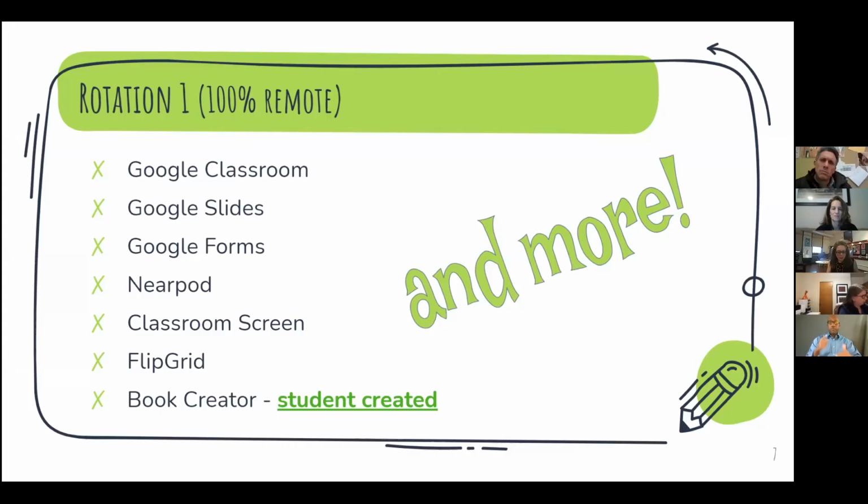So this is approximately September through mid to late October. I am using Google Classroom, Google Slides, Google Forms, Nearpod, a website I found called Classroom Screen, Flipgrid, and Book Creator. I had explored Book Creator in my previous job a little bit, and I really liked what it had to offer, but I didn't fully have the experience in dealing with the nuts and bolts of it.